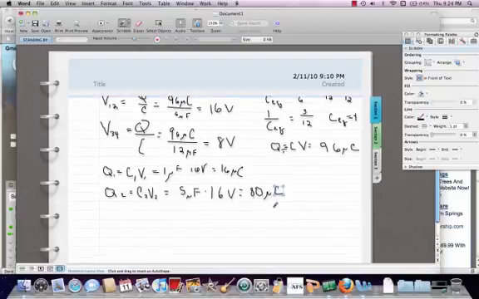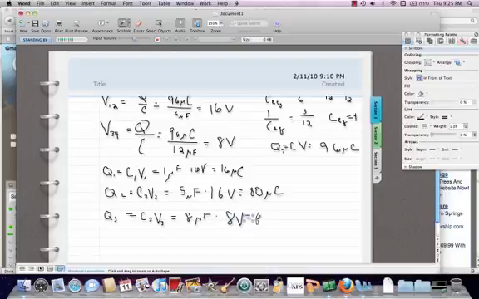And now Q3 is equal to C3 times V3. And so that's going to equal, let's see, 8 microfarads times 8 volts. So I end up with 64 microcoulombs.